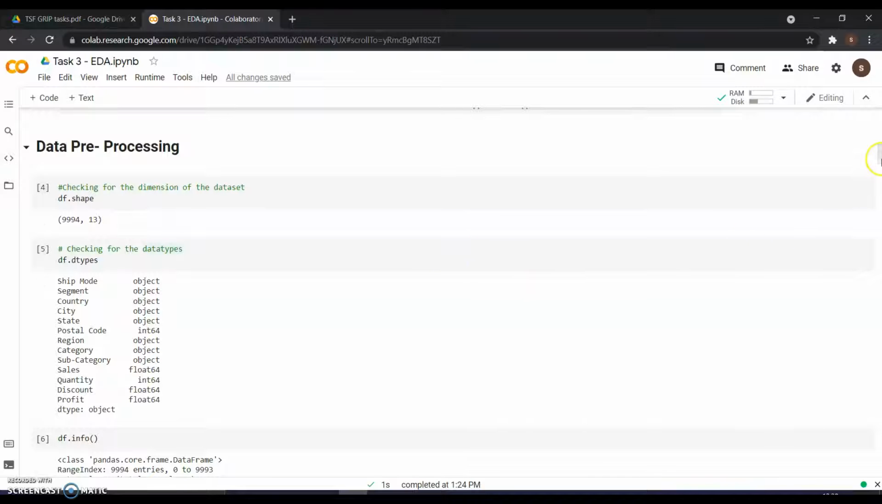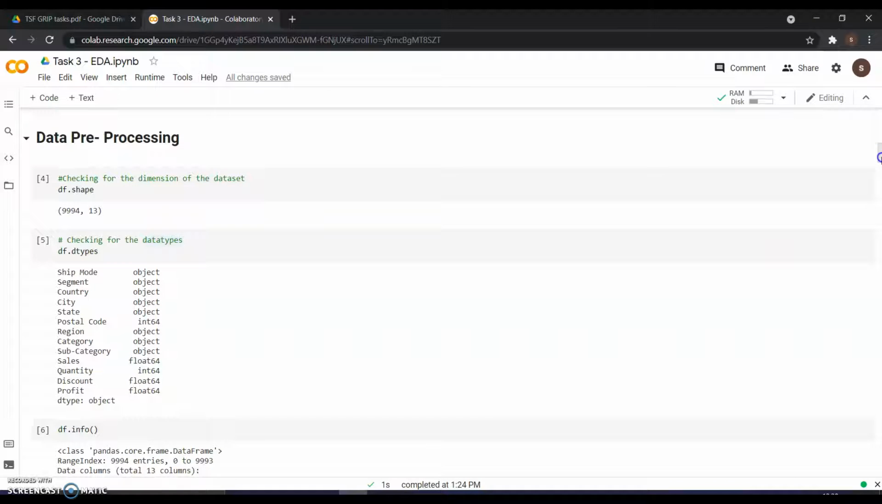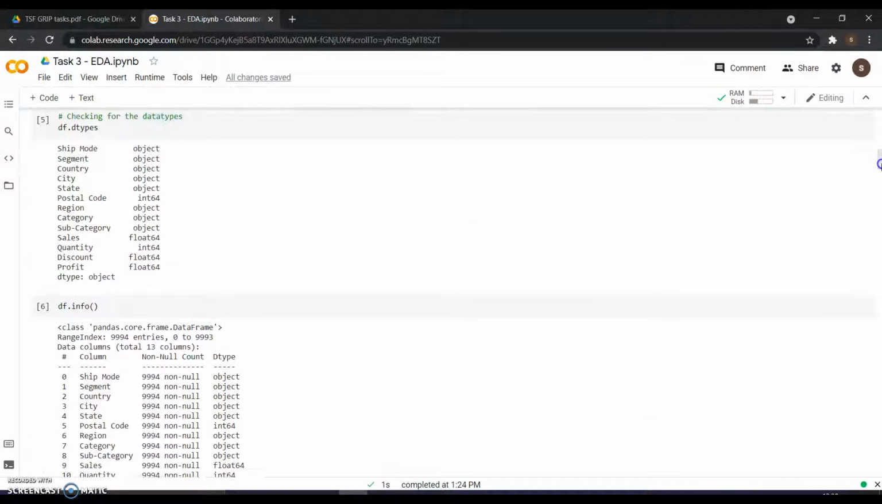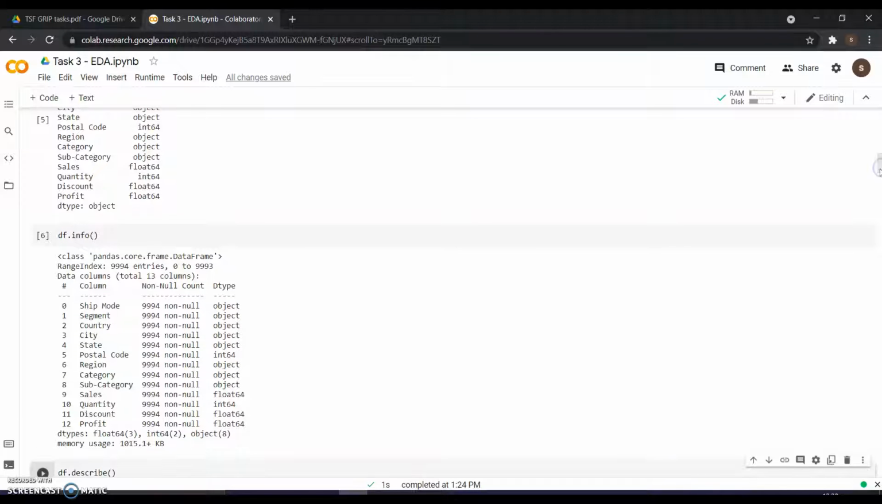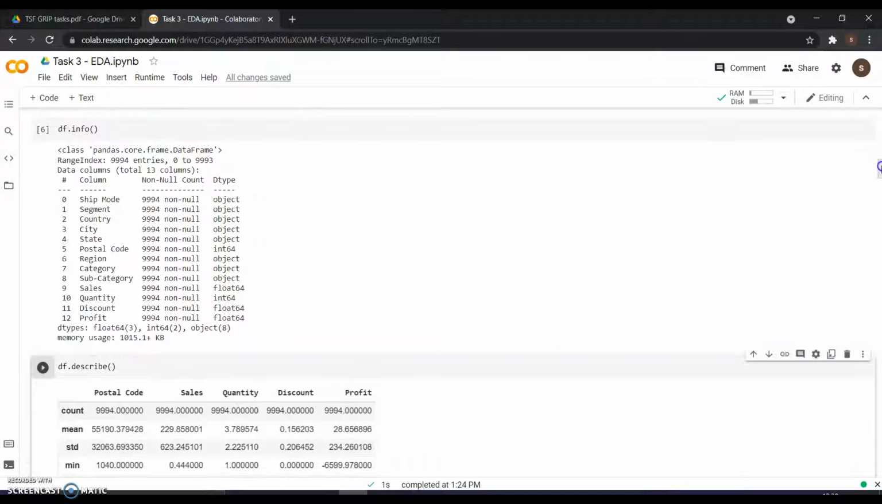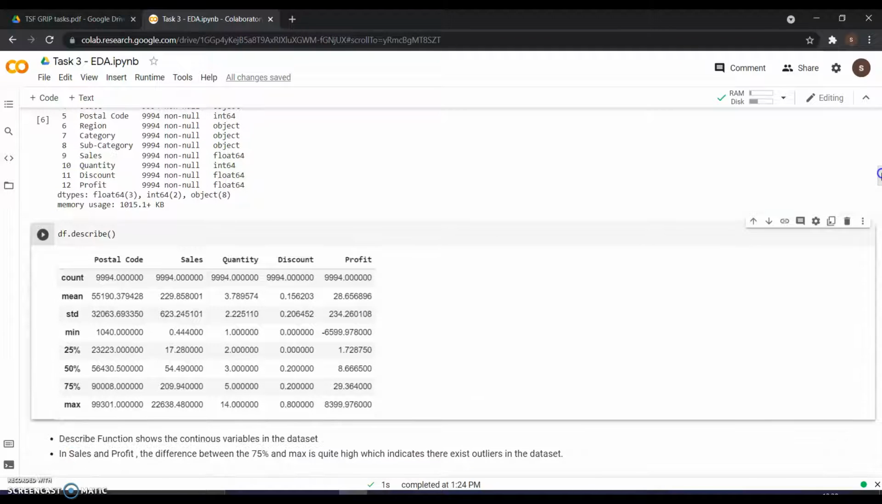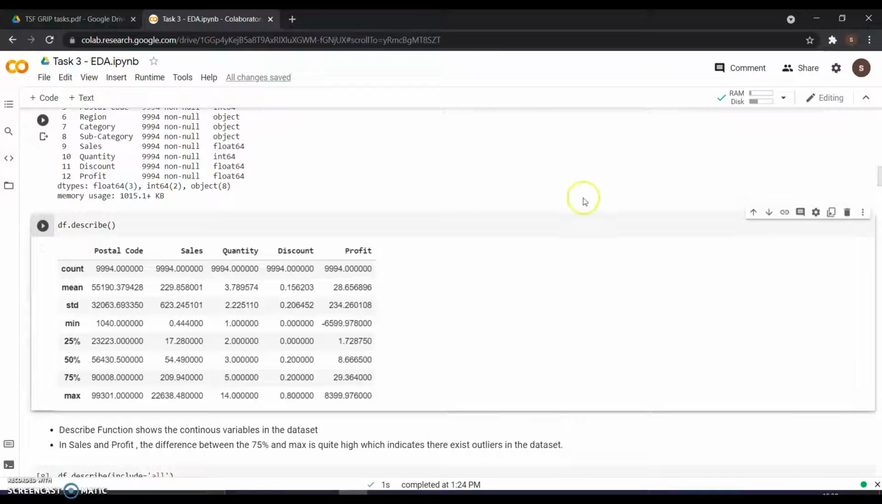Now the different data types are object, integer, float. Then I call df.info. It shows basic information of each of the values in the dataset. Then df.describe is basically summary statistics, which shows the count, mean, standard deviation, min, and max. So the describe function shows the continuous variables in the dataset.